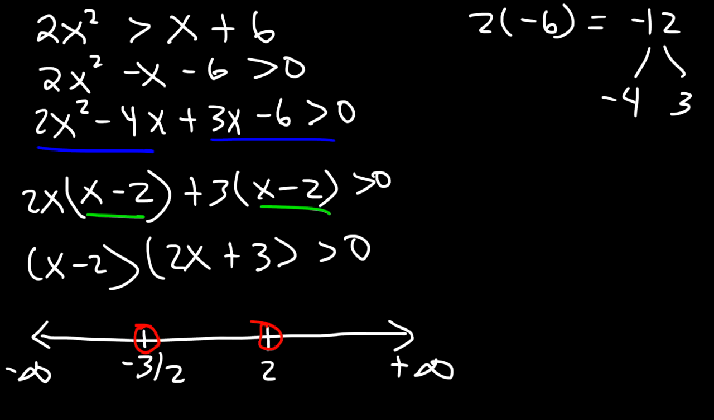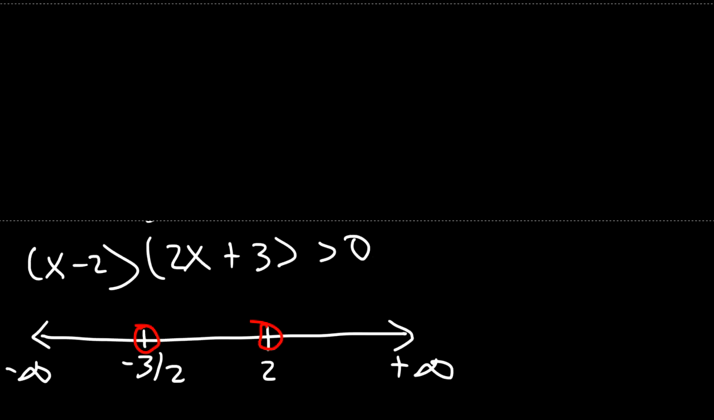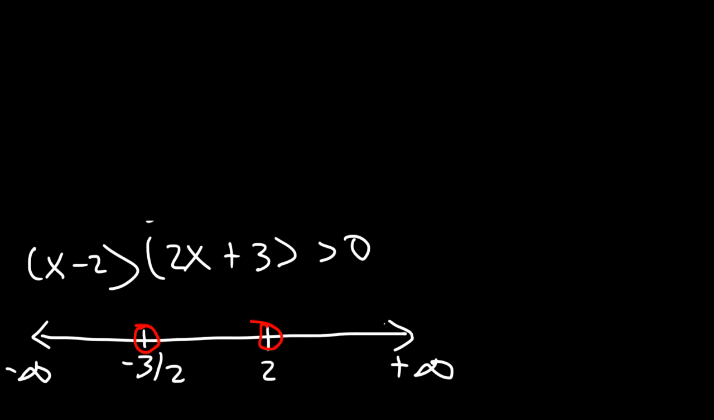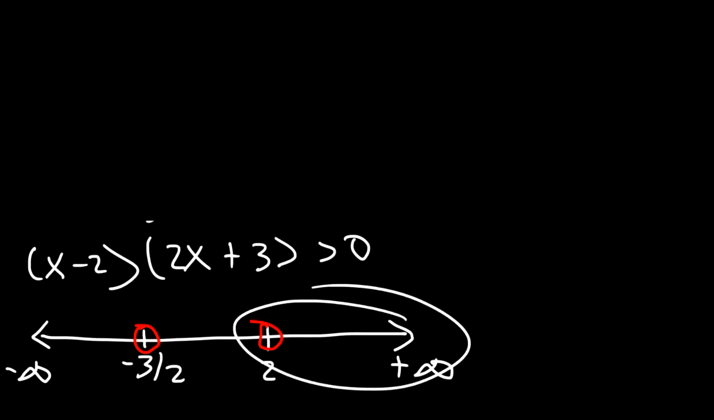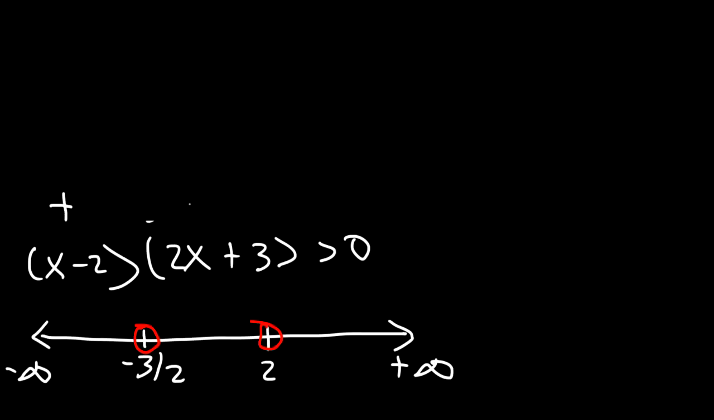Now, which region do we need to shade? First, let me get rid of this stuff. So let's plug in a number that's greater than 2. So let's try 3. 3 minus 2 is positive. 2 times 3, which is 6, plus 3, that's positive as well. So the right side is going to be positive. Now the multiplicity of each 0 is 1, so the signs will change. So here's going to be negative, and then it's going to be positive again.